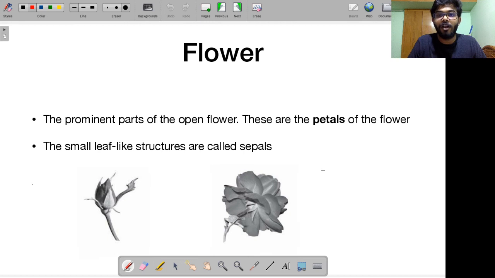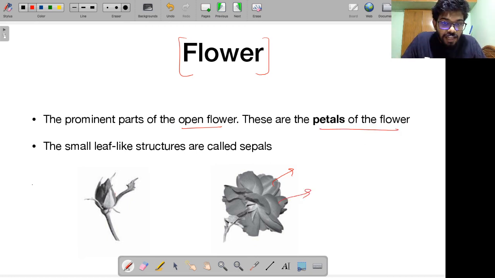Let's quickly talk about flowers. I will be elaborating on this concept when we take up class 7 NCERT, when we will be talking about reproduction in plants. It's a very crucial topic. A significant number of questions have been asked around it. The prominent parts of the flower, the open flower: you get to see these are called petals, the petals of the flower.